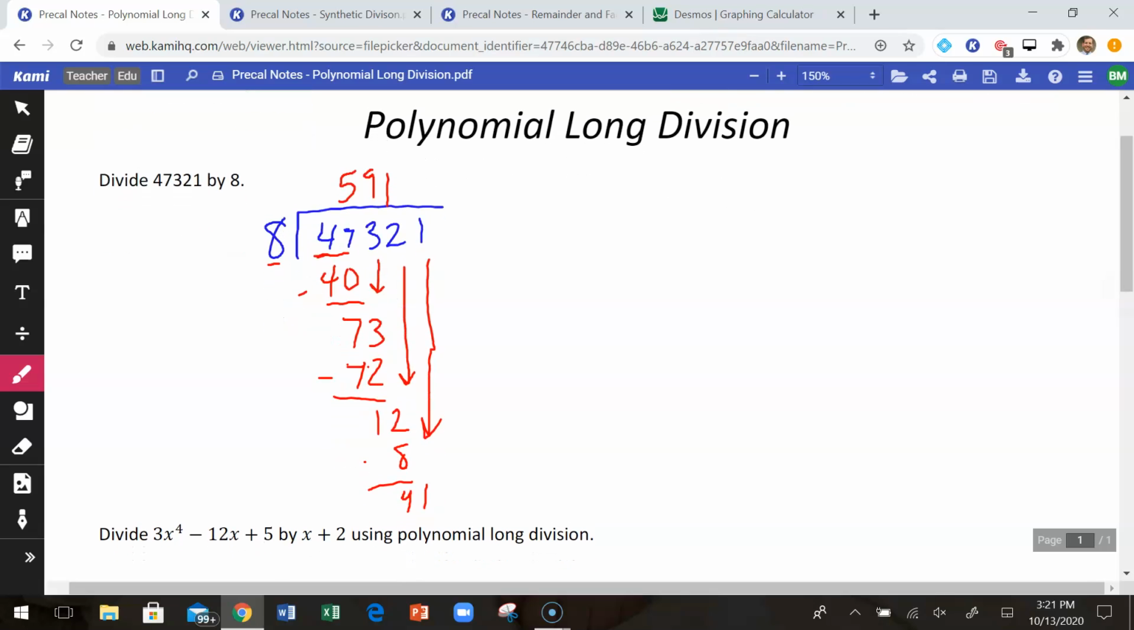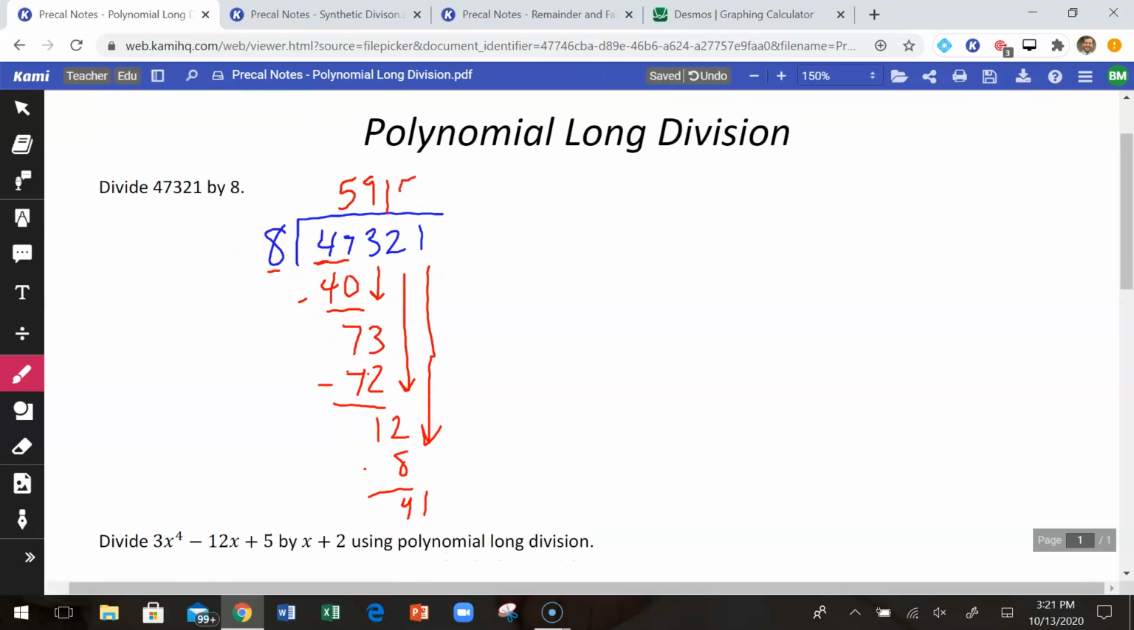8 goes into 41 5 times. 5 times 8 is 40. We subtract, and we get 1. And then once we are here, remember what you would do when you first learn this is you would keep it as a remainder. You just say remainder 1.